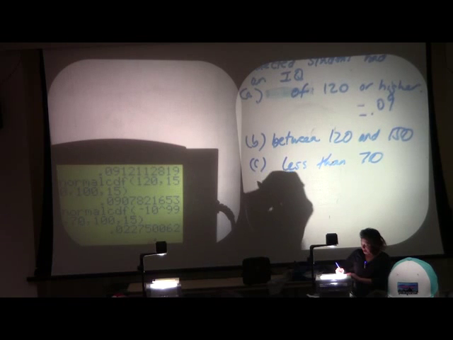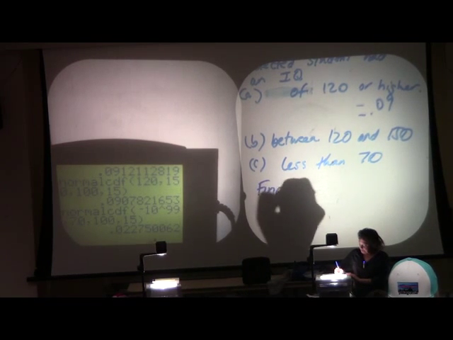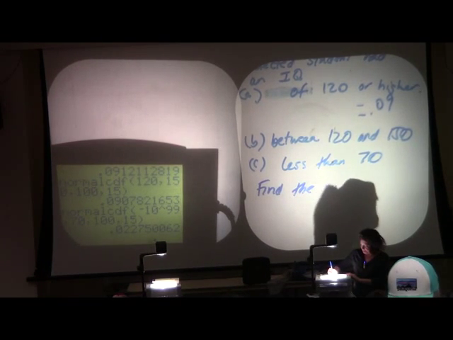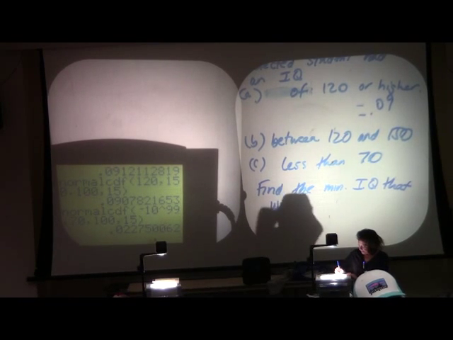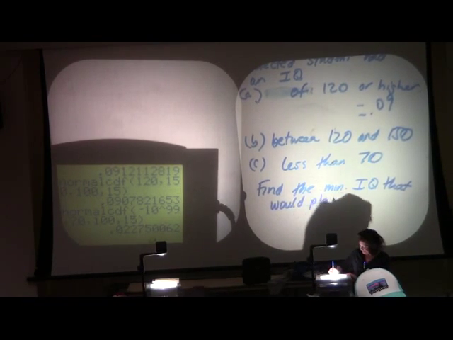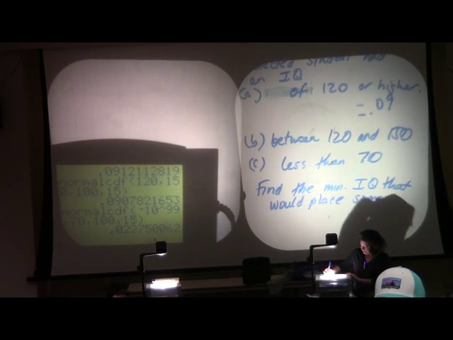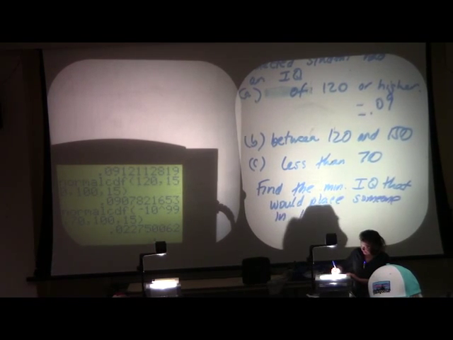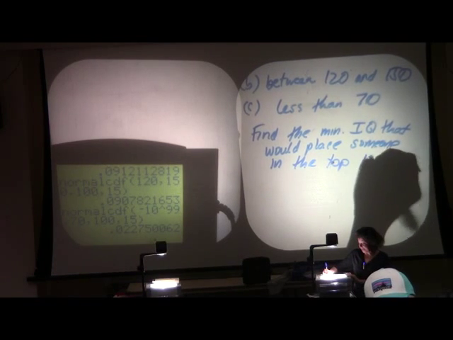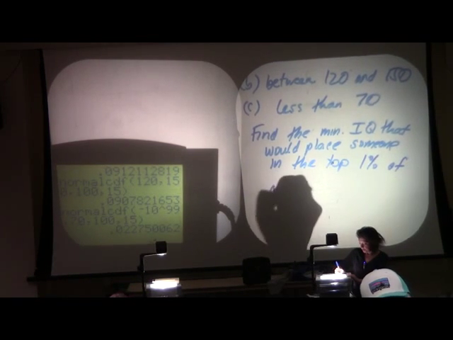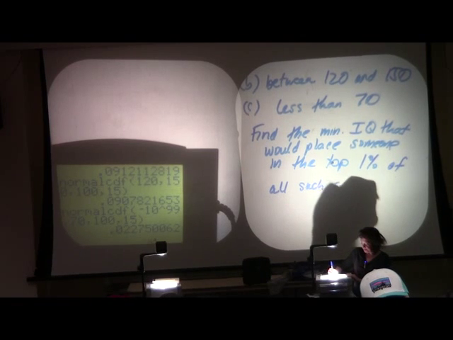So, same problem. Let's find the minimum IQ that would place someone in the top, I don't know, 1% of all such students.